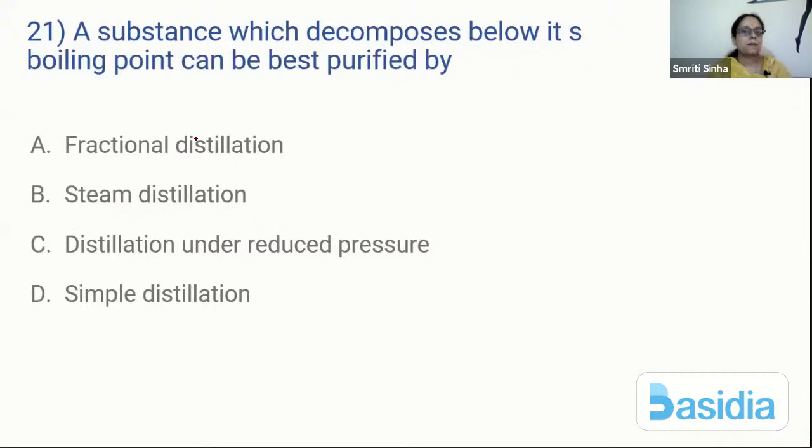Next, a substance which decomposes below its boiling point can be best purified by? So a substance which decomposes below or at its boiling point can be purified only by distillation under reduced pressure. This means the substance is not allowed to reach its boiling point, so it won't decompose.